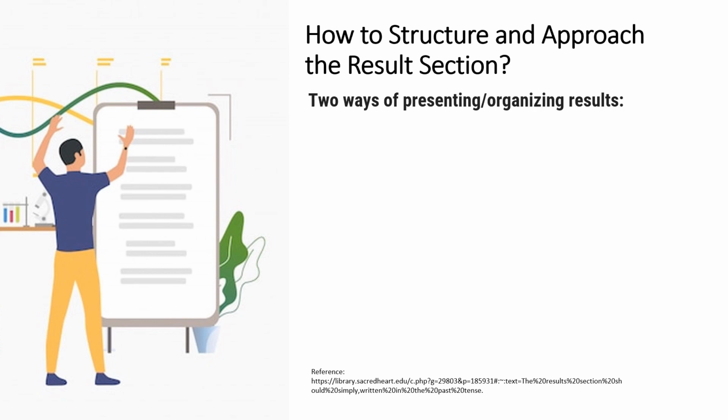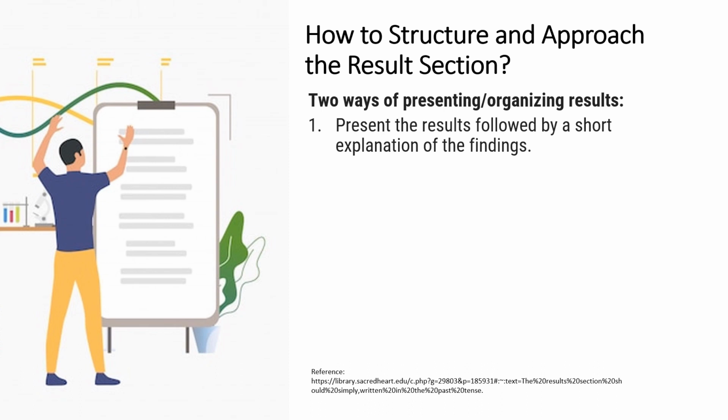So how do we structure and approach the results section? In this part, we are talking about how to structure it, how to arrange the results section. So there are two ways. For most research paper formats, there are two ways of presenting or organizing the results. The first one is to present the results, then followed by a short explanation of the findings.